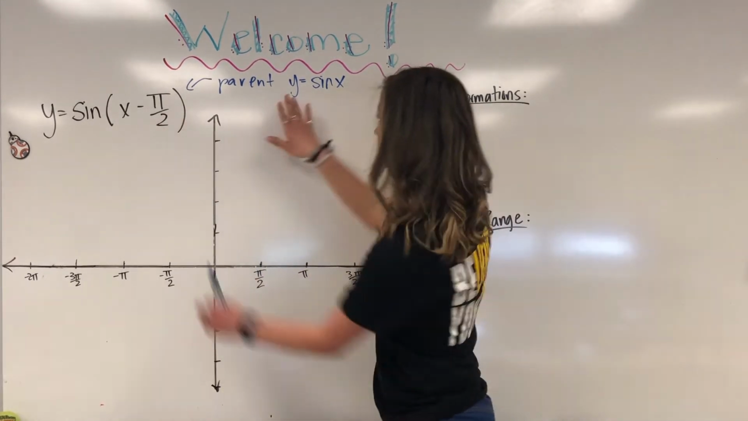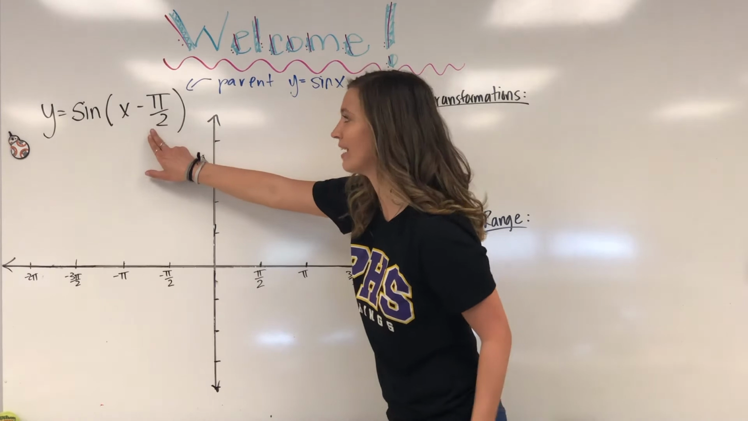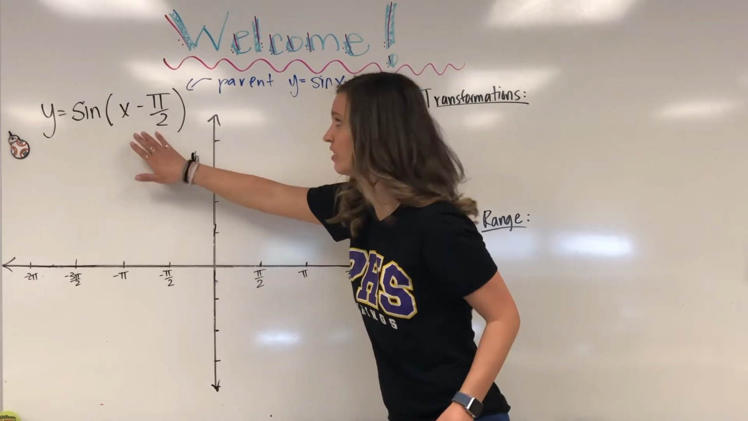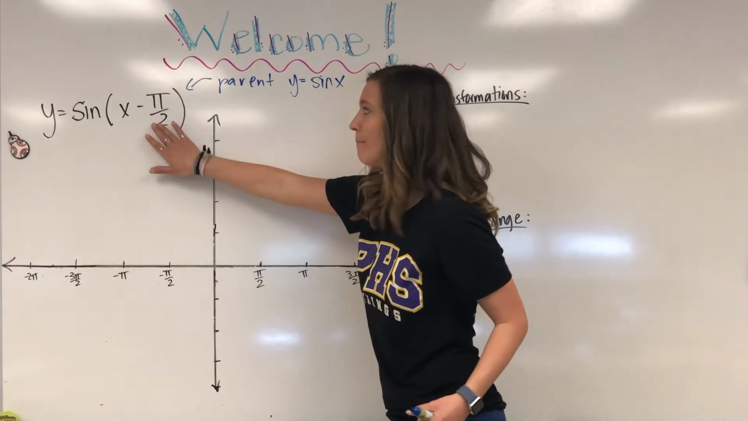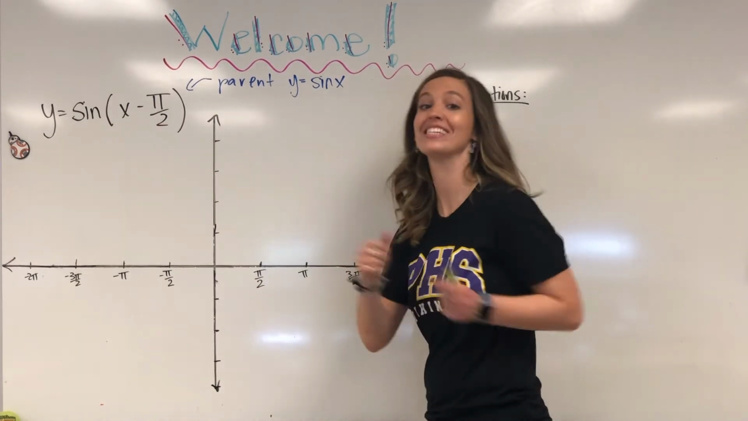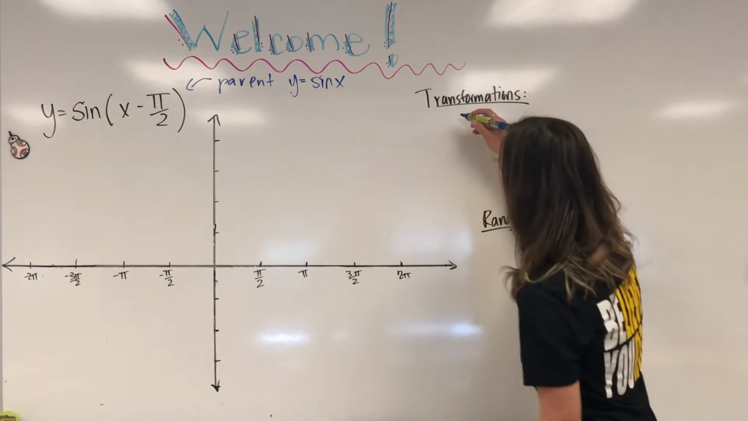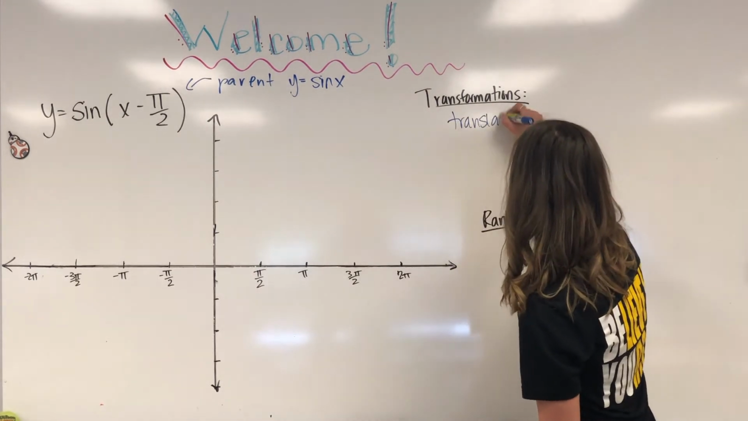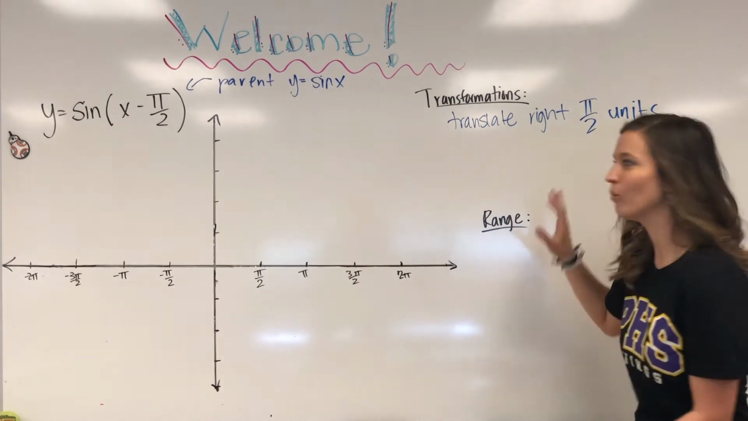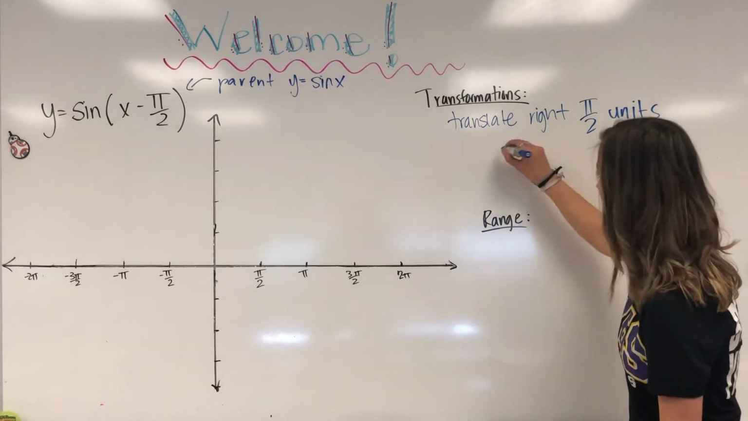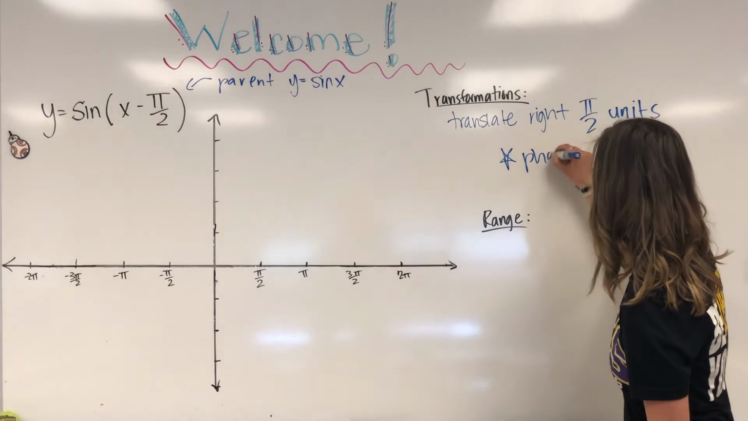So the only difference between these two functions is this minus pi halves inside. So inside makes us think, okay, it's moving left, but inside opposite. So that minus pi halves is actually going to be a translation to the right. So over here, I'm going to say translate. So translate right pi halves units. Now, when we're talking about periodic functions, this is actually called a phase shift.